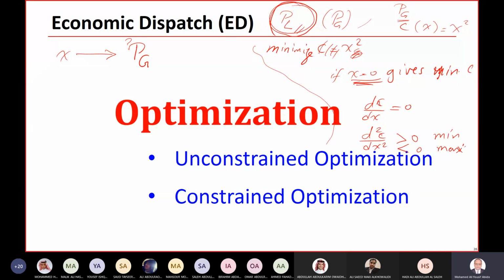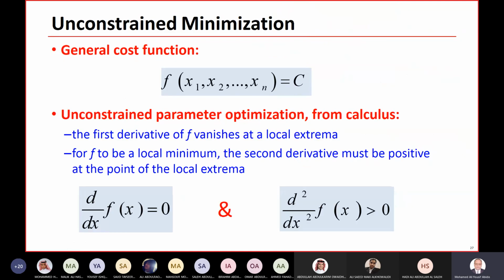Okay. So X here is PG. So we are looking for the power output of the generators in order to minimize the cost. This is the economic dispatch problem. So you have here PG1, you have here PG2, you have here PGN. So we need to find out how much power these variables generate in order to minimize the cost.